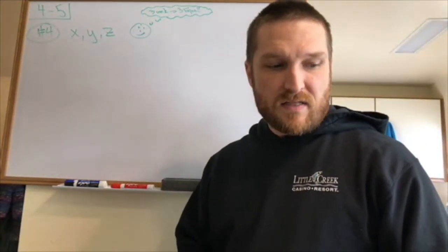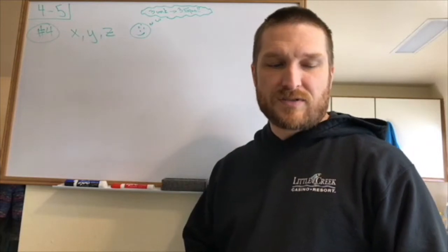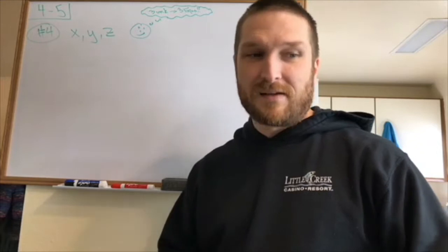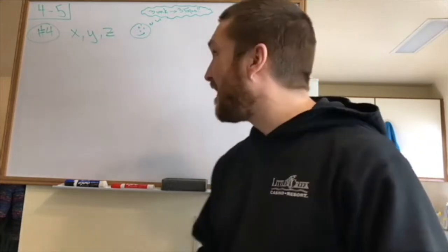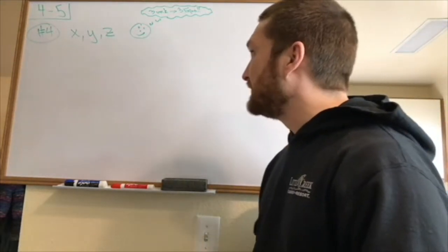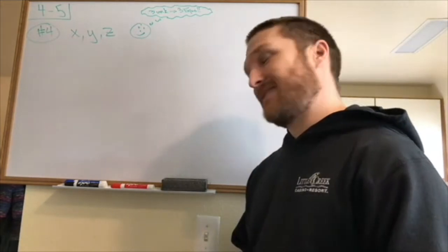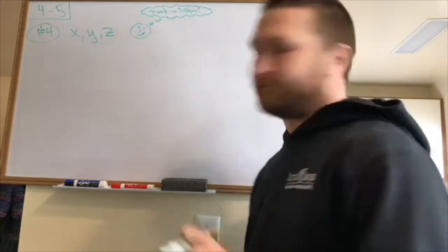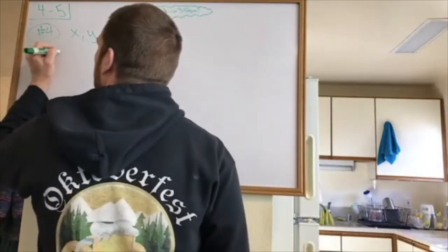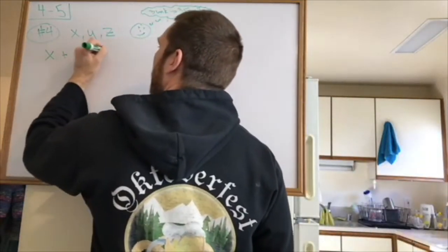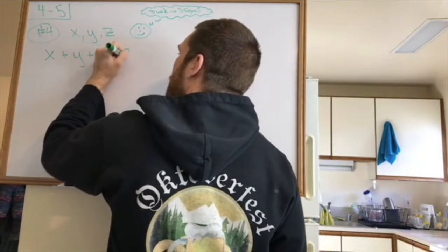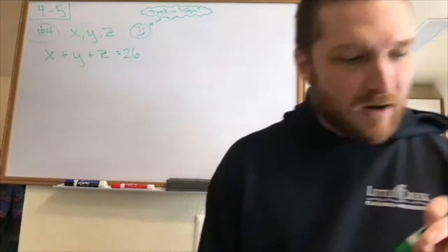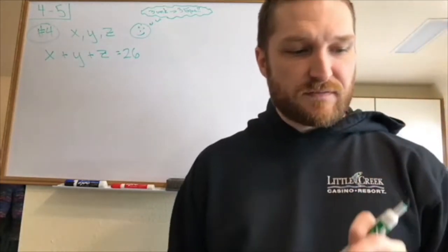So it says the sum of 3 numbers is 26. Is that an equation? What is the equation? How could we write that? X plus Y plus Z equals 26. There you go, right? Okay, so 1 equation is done. Check.